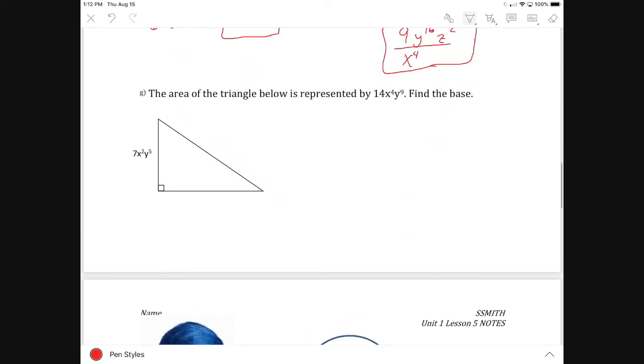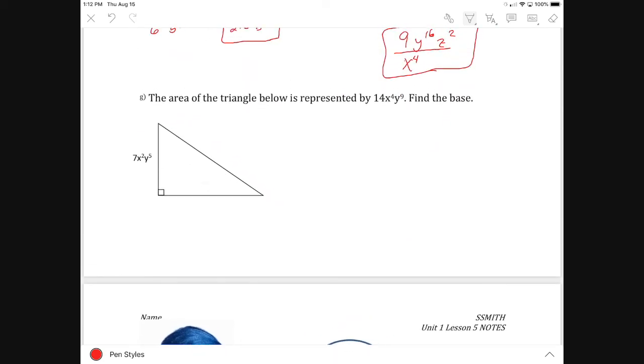So we've done the basic now. Now we're going to take it to a diagram. So we got the area of a triangle below is represented by 14x to the 4th, y to the 9th. Find the base. So first thing we have to remember is the area of a triangle, which is area equals base times height divided by 2. So we know that the area is 14x to the 4th, y to the 9th. And we know that the height is 7x squared y to the 5th times b squared, divided by 2.